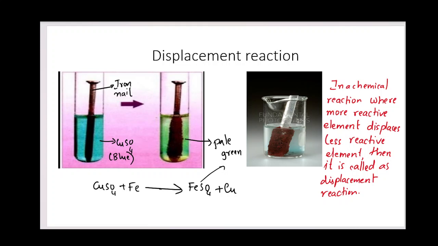One more example is zinc. When zinc is kept in the solution of copper sulfate, we get a solution of zinc sulfate and copper. Now here zinc is the more reactive element, and compared to it, copper is less reactive. Can you tell me in the second equation which one is more reactive and which one is less reactive? Here zinc is more reactive and copper is less reactive. I hope this much you understood displacement reaction.